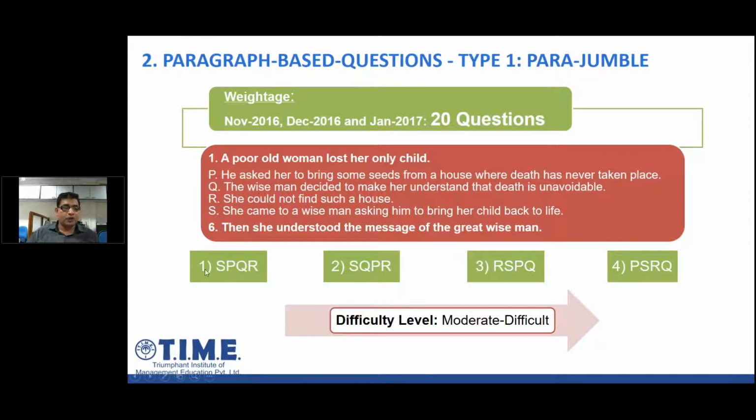For example, look at option number 1. Option number 1 says SPQ. You can easily eliminate that because P says he, okay, and Q says the wise man.